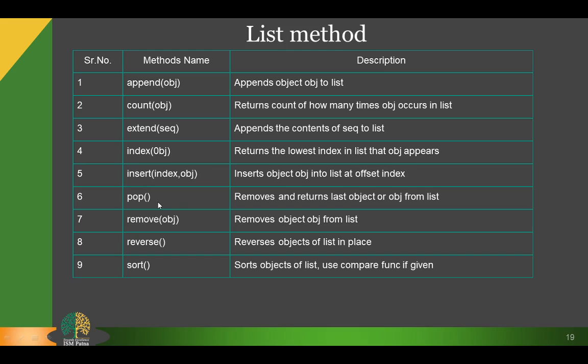The pop function removes and returns the last object from the list. Remove(obj) removes the particular object from the list. The reverse function is used to reverse the order of objects in the list, and the sort function is used to sort the list in ascending order. So these are the different methods.